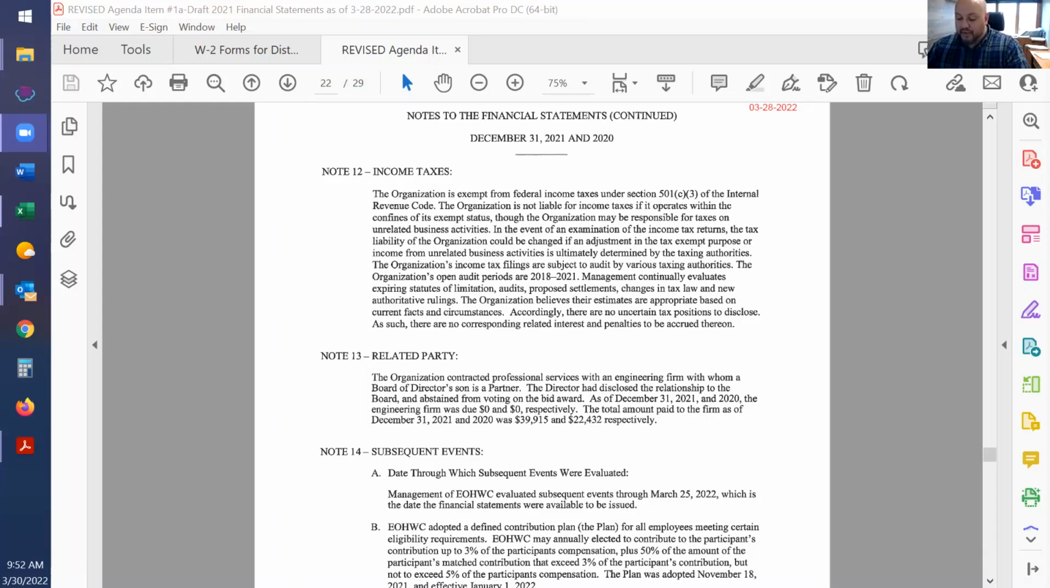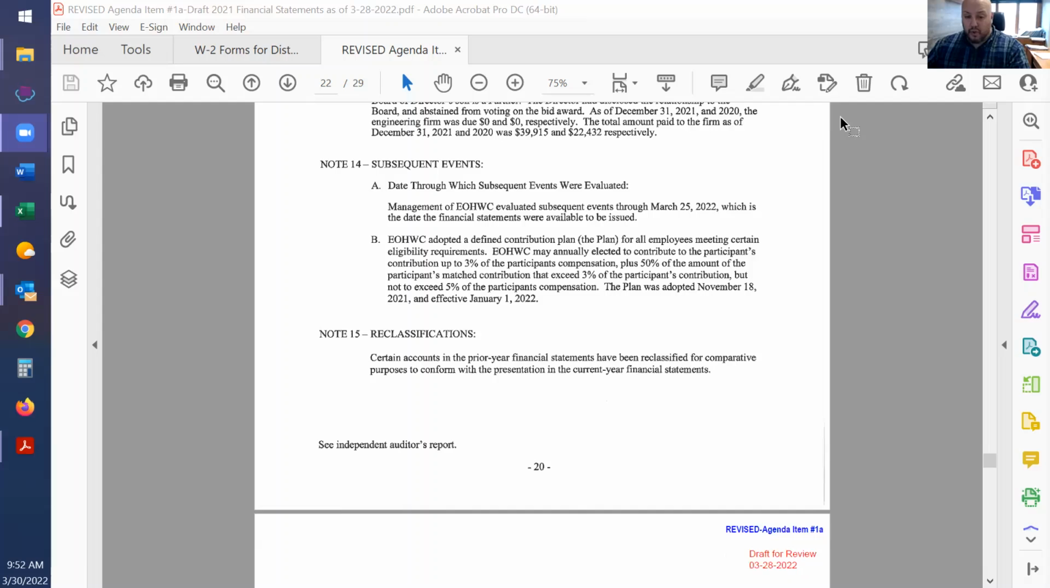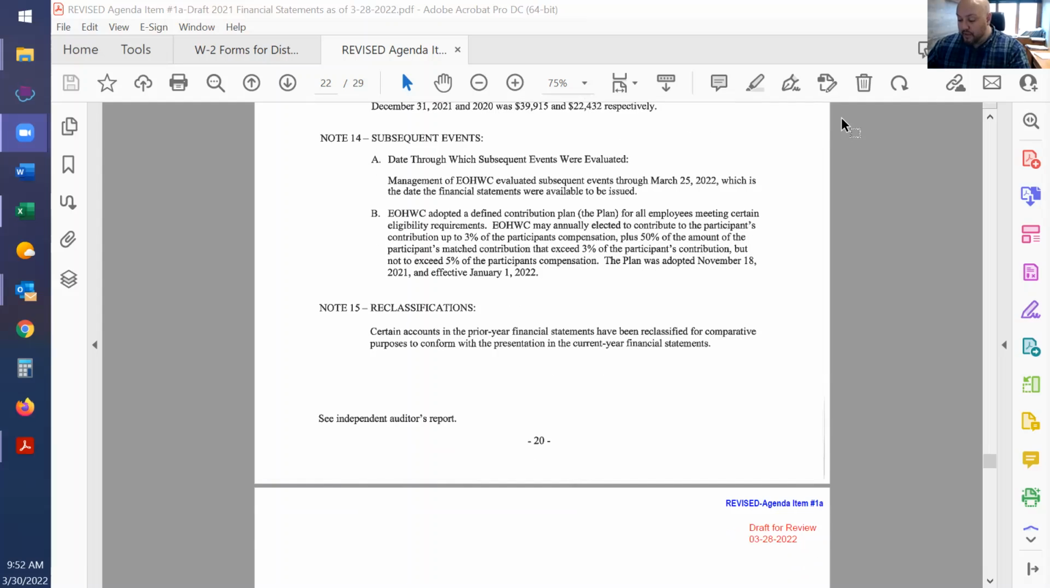Subsequent events, this is just a summary basically saying that there are no events that have occurred after year end up to the report date which would be required to have additional disclosure within the footnotes themselves or within the financial statements themselves.